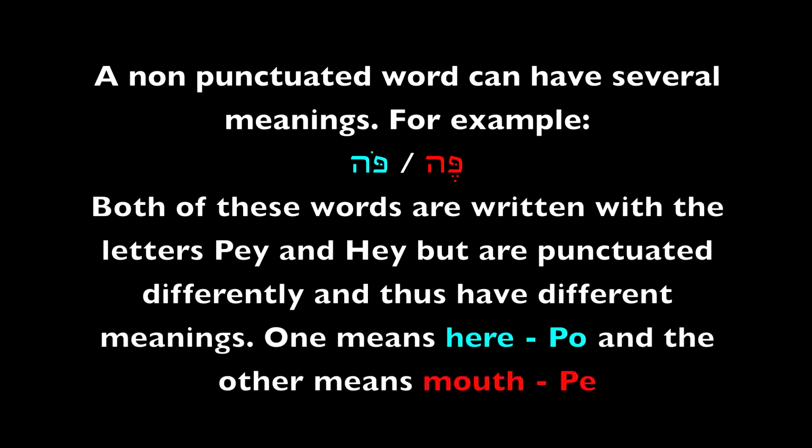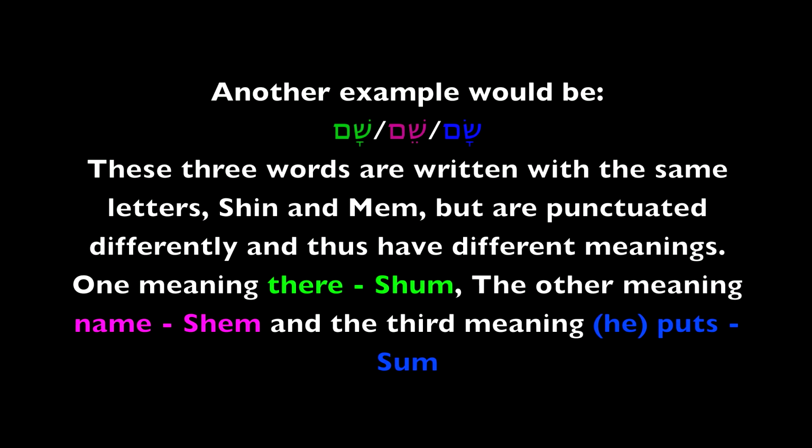A non-punctuated word can have several meanings, for example, pe and po. Both of these words are written with the letters Pey and Hey, but are punctuated differently and thus have different meanings. One meaning here, po, and the other meaning mouth, pe. Another example would be Sam, Shem, and Cham. These three words are written with the same letters, Shin and Mem, but are punctuated differently and thus have different meanings. One meaning poison, Sam, the other meaning name, Shem, and the third meaning there, Sham.